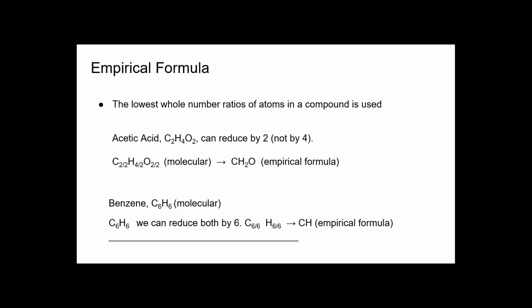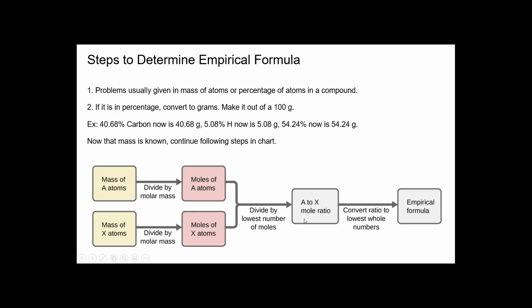Another one down here is benzene. We can reduce both of these by 6, which ends up giving us the backbone of CH, and many, many other compounds have this as their empirical formula.